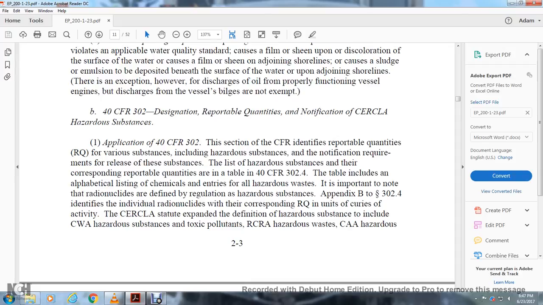B. Title 40 CFR 302, designation, reportable quantity, and notification of Comprehensive Environmental Response, Compensation and Liability Act hazardous substances. Application of Title 40 CFR 302: this section of the Code of Federal Regulations identifies the reportable quantities for various substances, including hazardous substance notification requirements for the release of the substance. The list of hazardous substances and the corresponding reportable quantities are in the tables of Title 40 CFR 302.4.